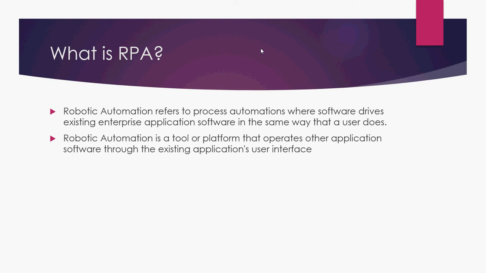So for example, if you consider a customer order application, in the customer order application form, there will be a number of fields like customer ID, customer name, price, quantity, etc. So instead of manually entering all the values into the fields, using automation software, we can automate the process of submitting the order.